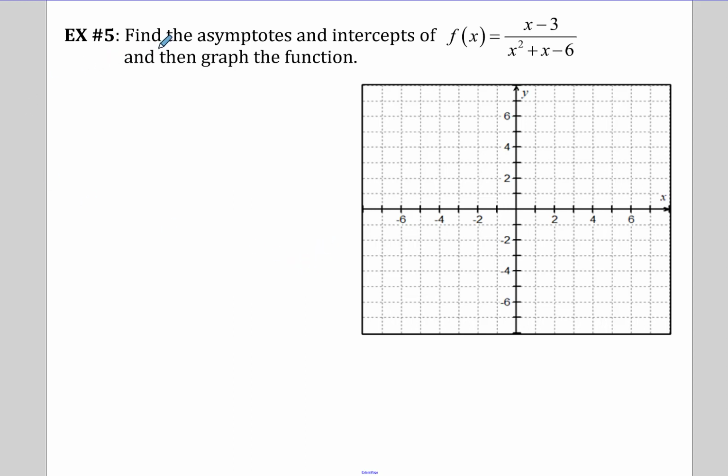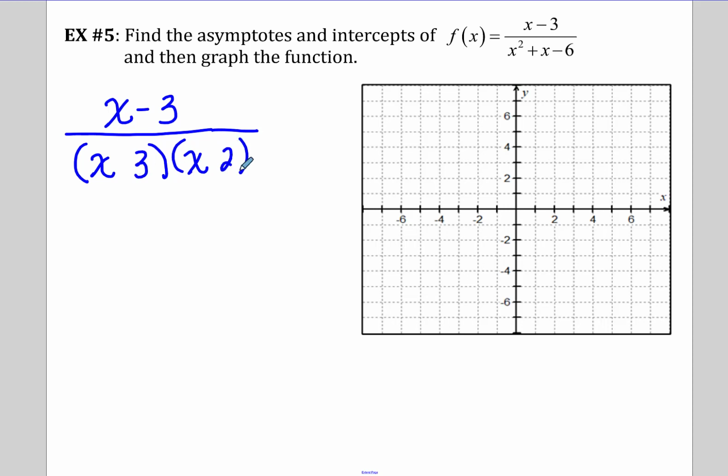So first of all, we want to find the asymptotes and the intercepts of this one, and then we'll sketch the graph. So my numerator is x minus 3, and I want factors of 6 that add up to be +1, and the factors of 6 have to be -6, so we could use 3 times 2, and we want the sum to be a +1, so if we had a +3 and a -2, that would give us our f of x.